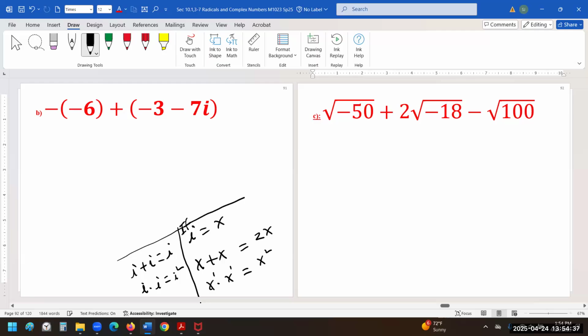Okay, ready? Who would like to try the first one on the left page? No volunteer? Go ahead, Robert. Negative turns into positive 6. Minus 3. Minus 7i. 3 minus 7i. See how easy it was?